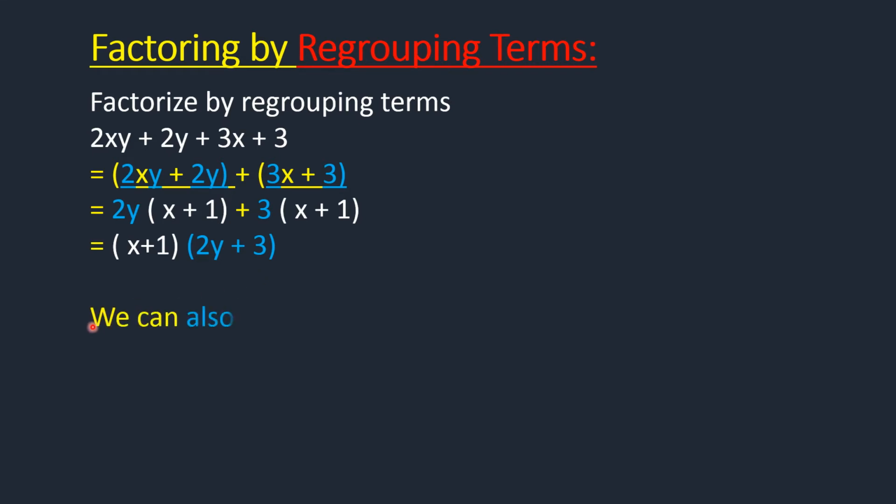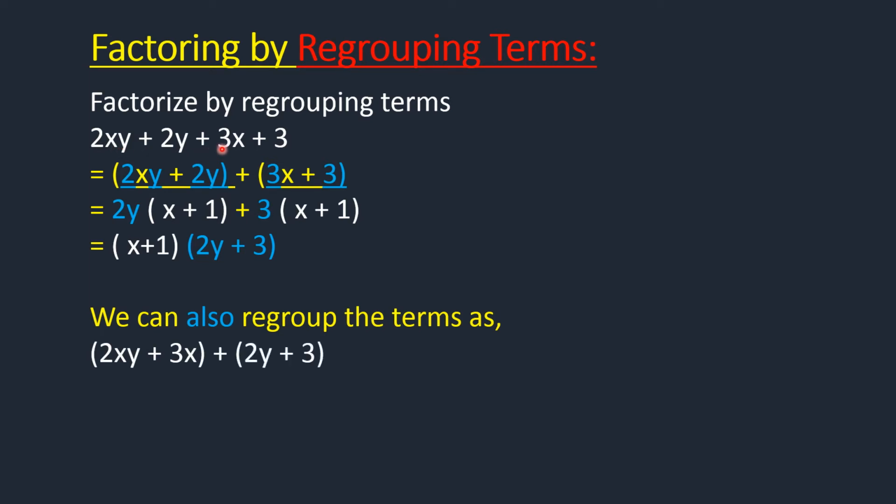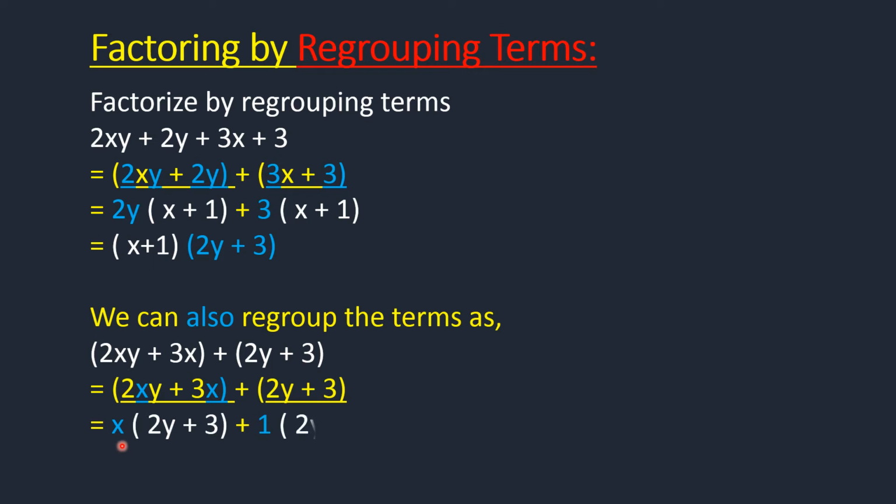We can regroup the terms as first term with the third term and second term with the fourth term. From the first group, we get x as the common factor. Second factor can be obtained by 2xy divided by x is 2y, 3x divided by x is 3.